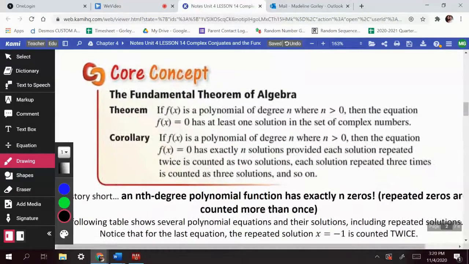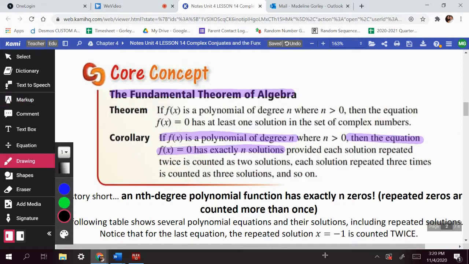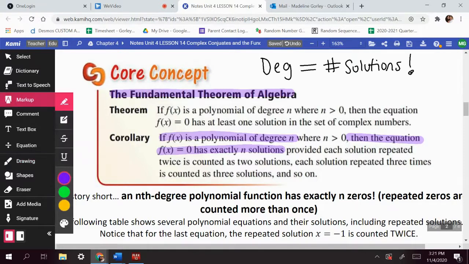For the next core concept, this is where we get into the fundamental theorem of algebra. This is super important. It says, if a polynomial has a degree n, then the equation has exactly n solutions. So the degree equals the number of solutions. That's the big shebang here. Okay. It also says that each solution repeated twice is being counted as 2 separate solutions. Each solution that's repeated 3 times is counted as 3 separate solutions, and so on.